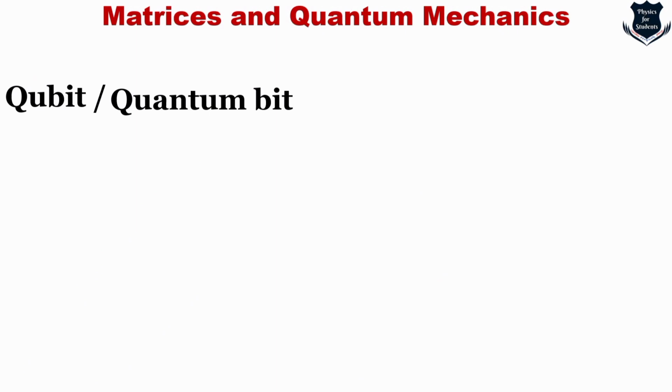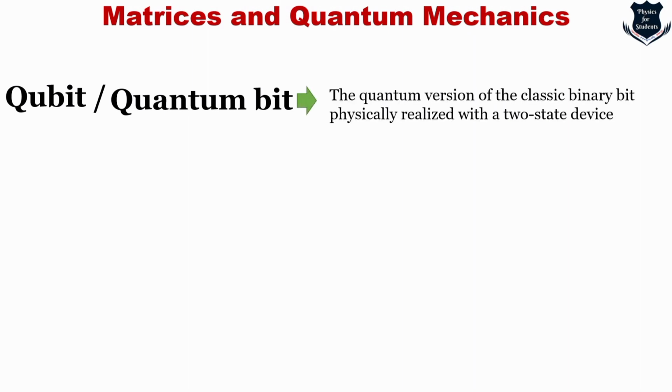What I would like to tell you about is a concept called a qubit, or quantum bit, and it is important not only for quantum physics but also for quantum computing. A qubit, or quantum bit, is the basic unit of quantum information, and it is the quantum version of the classical binary bit that we call 0, 1, physically realized with a two-state device.